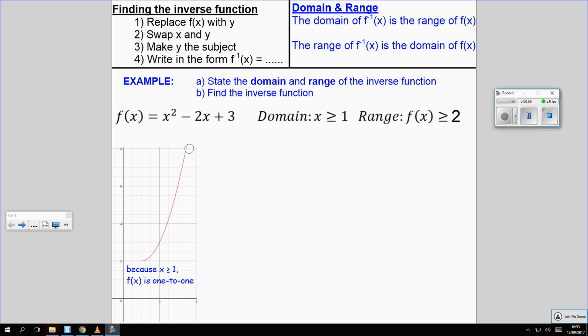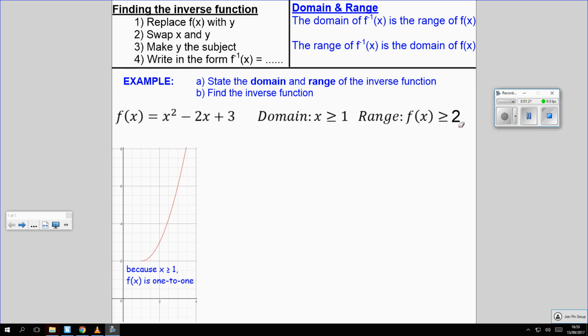So if you look at the graph here, we can see that because x is greater than or equal to 1, f of x is a one-to-one function. So we've used that domain specified there, giving us a one-to-one function. So it does have an inverse. The range I've calculated, which you can see on the graph, is that f of x has to be greater than or equal to 2.